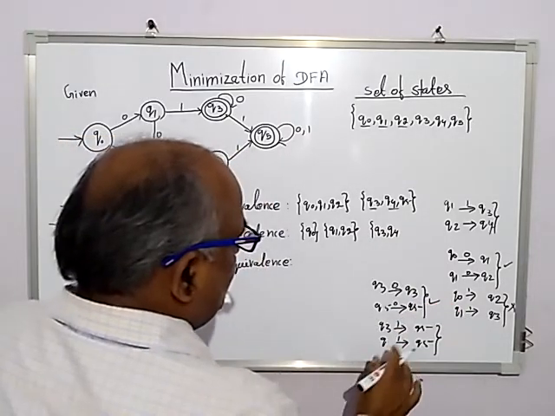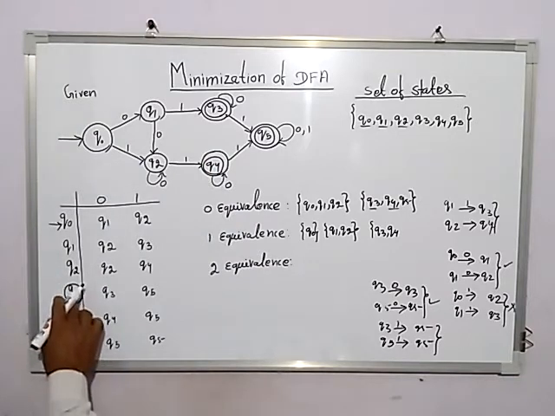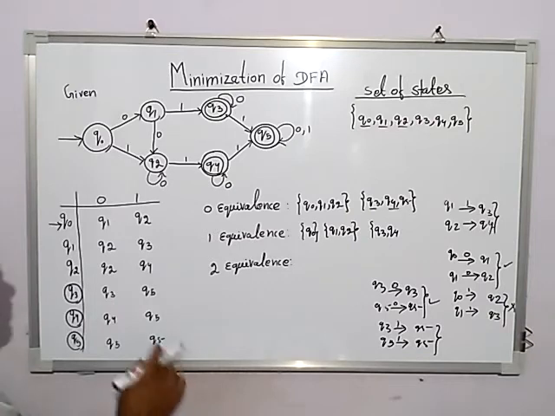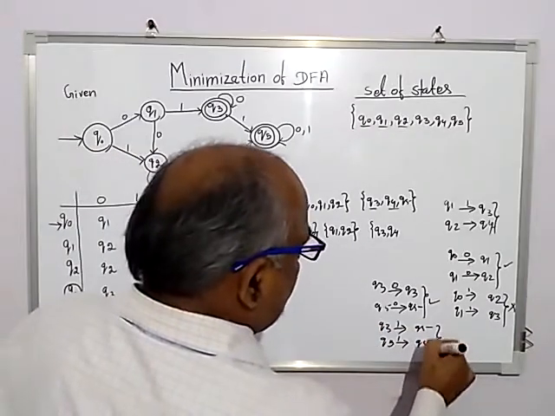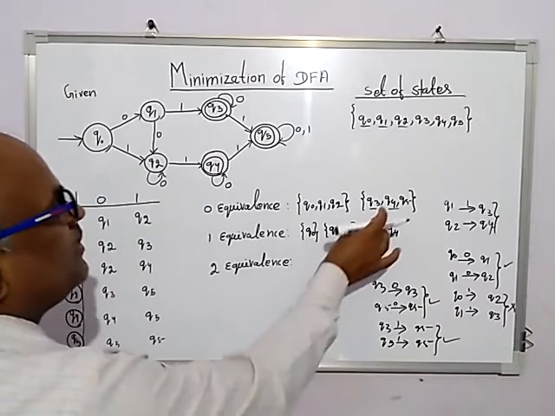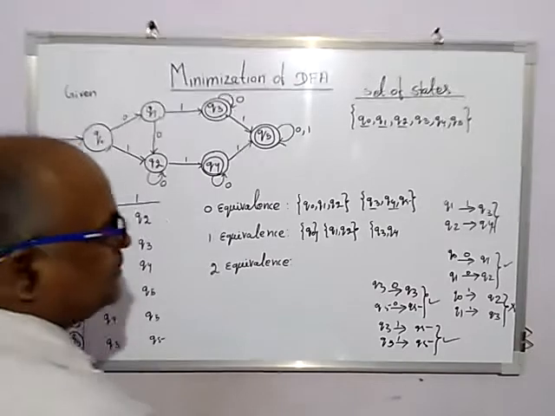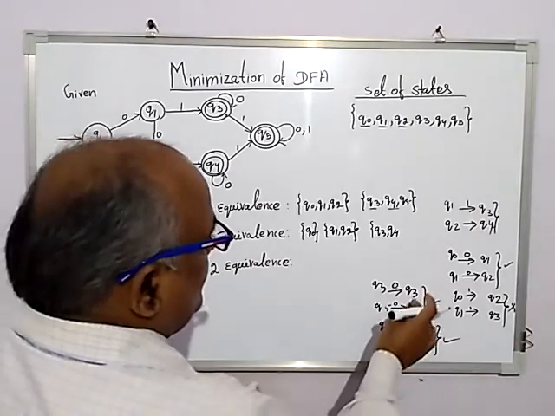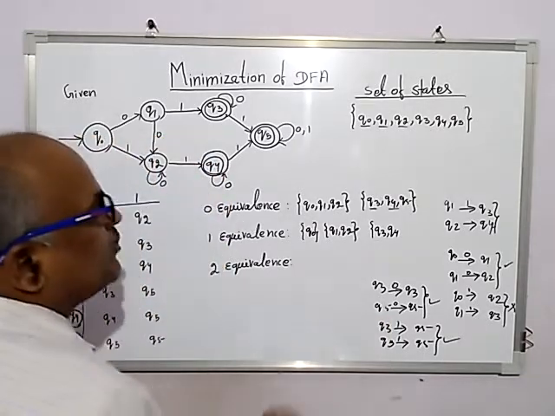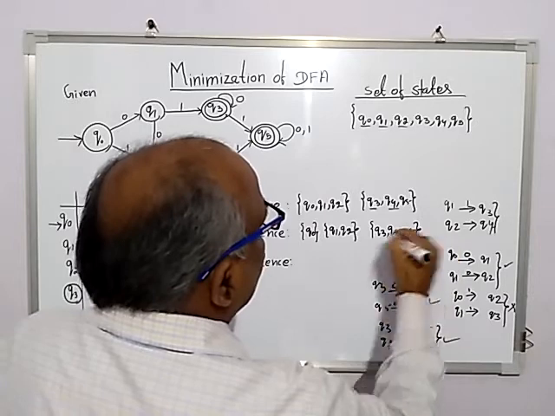Again, Q3 for input 1, Q5 for one input. Q3 for one input, it will go to Q5. Q5 for one input, it will go to Q5. So Q5, Q5. That means for 0 input, the next states are available in the same state. For one input, the next states are available in the same set. That's why Q3 and Q5, these are one equivalent. That means Q3, Q4, Q5, these are one equivalent.